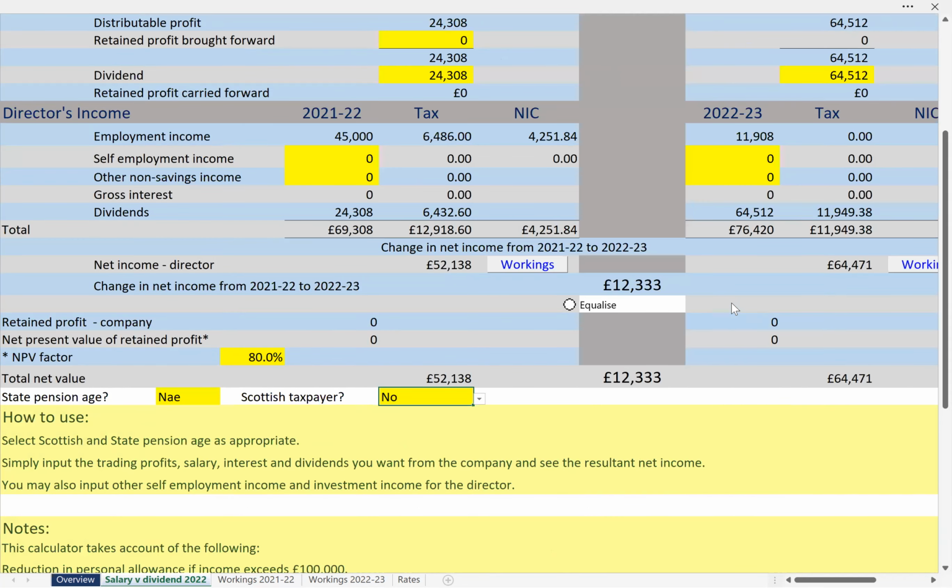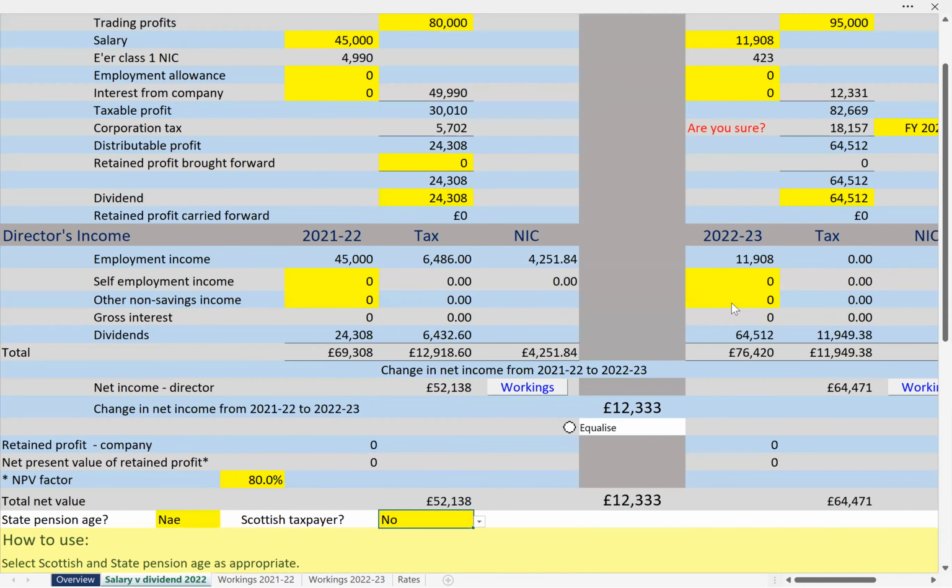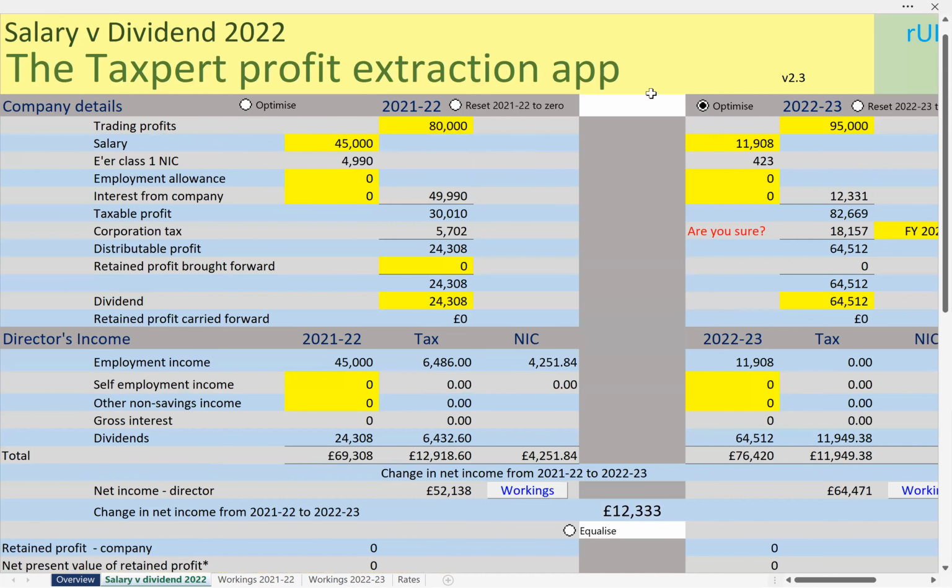But the main benefit of this, the main purpose of it, is very easily to see what the optimal combination of salary and dividend should be.